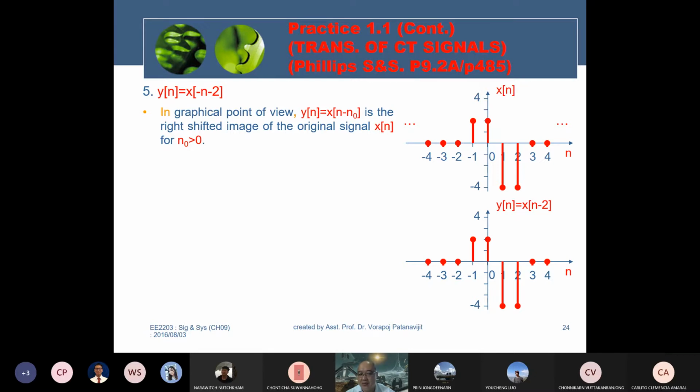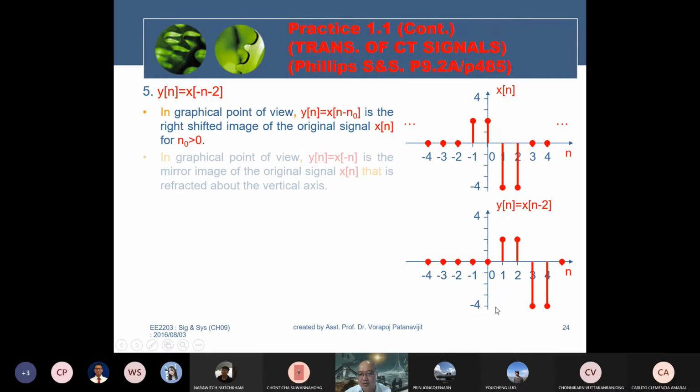In the graphical point of view, yn equal to xn minus n naught is the right shifted image of the original signal xn when n naught is greater than 0. In this case, n naught equal to 2, right? Because the form is already n minus n naught. If n naught equal to 2, you shift to the right by 2 first. And after you finish shifting, the next step you determine the time reversal.